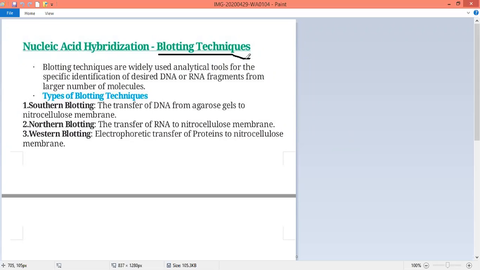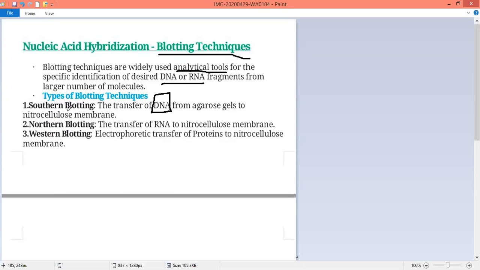So here the definition will be mentioned very clearly. Blotting techniques are widely used analytical tools for the separation of desirable DNA, RNA and transfer of even proteins also. There are three different types of blotting techniques depending upon the fragment which we are separating, that is DNA, RNA and proteins. If the blotting technique is helpful for the separation of DNA, such a blotting technique we call the Southern blotting technique.